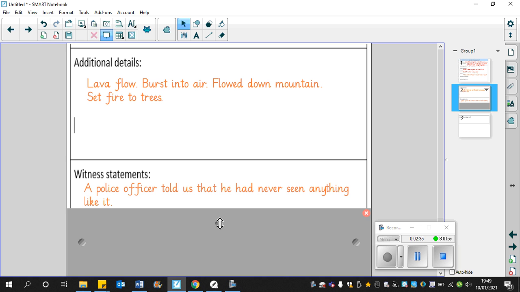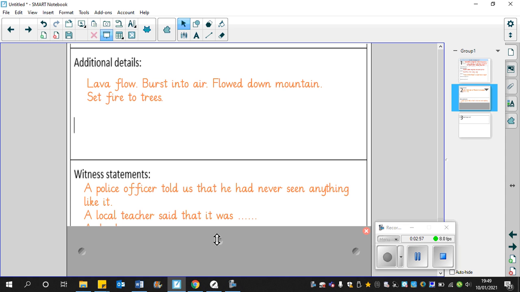So a police officer told us that he had never seen anything like it. If you don't want it to be the police officer, then that's up to you. If you want the police officer to say something different, again, that's up to you. Remember, anything that I put on this planning sheet is to help you, but you don't have to put it if you don't want to.